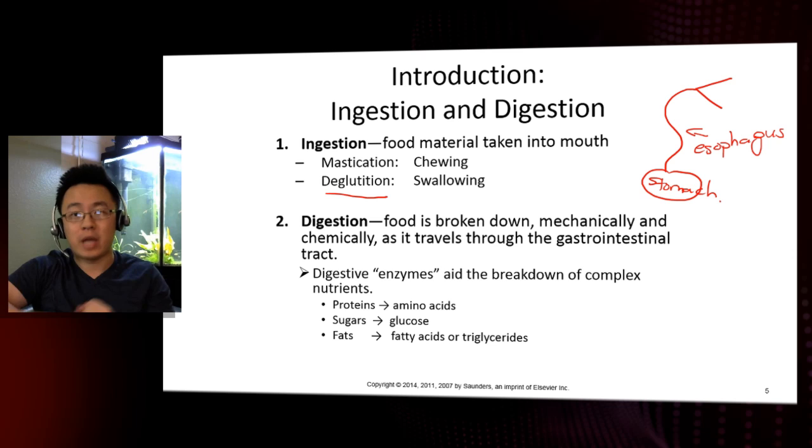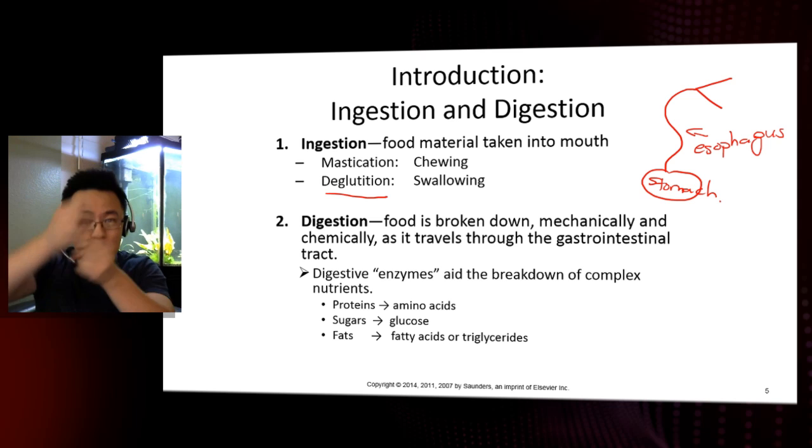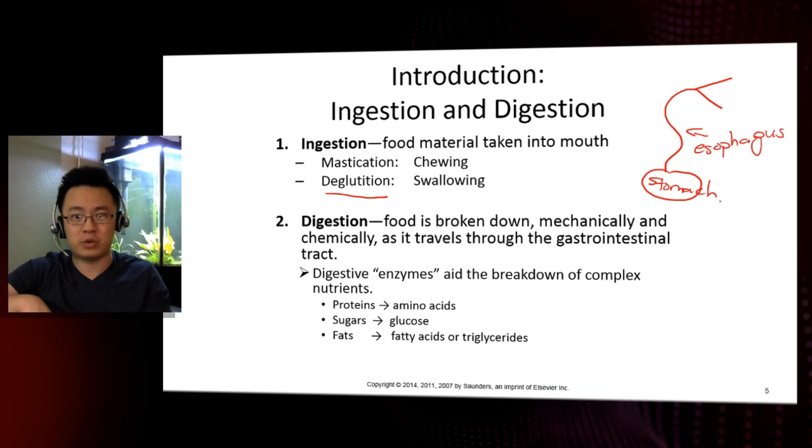So if you want to imagine a tube of toothpaste, and you're trying to squeeze the toothpaste out so you get it on your toothbrush, that's pretty much what's going on with the food. There's some sort of squeezing action going on to push that food on down. It doesn't just drop into your stomach, okay?